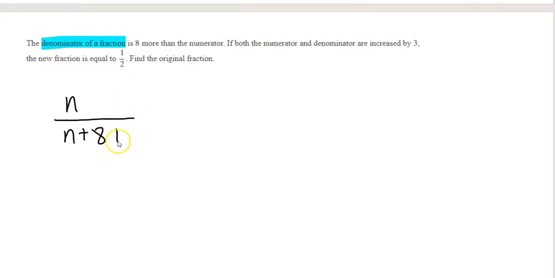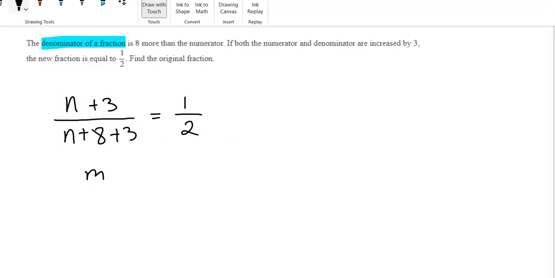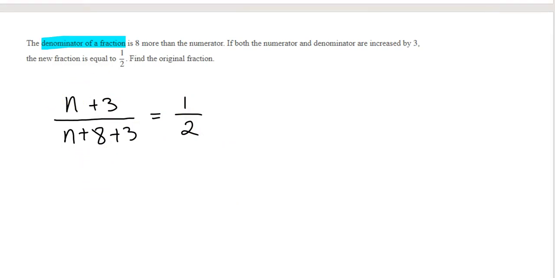Well, that means I'm going to have to add 3 to this guy, and then add 3 to him, and the whole thing is going to be equal to 1/2. So let's simplify this a little bit. Let's go n plus 3 all over n plus 11 is equal to 1/2.